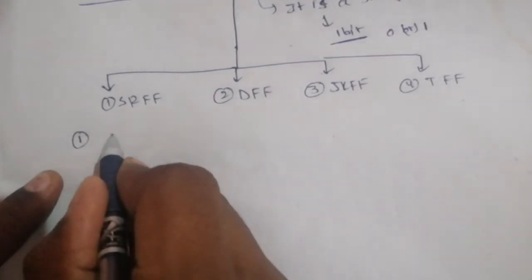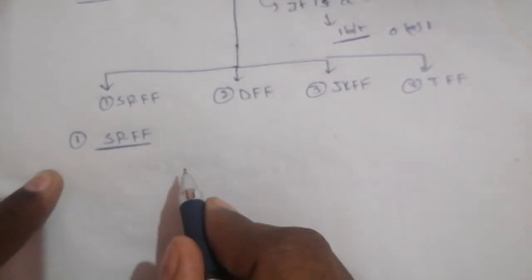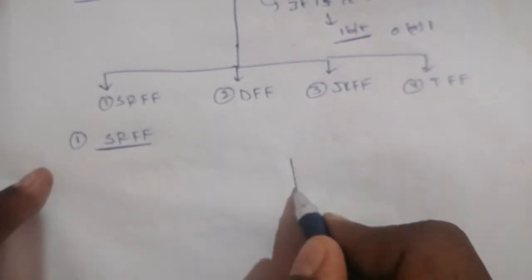We have already seen the basic operation of flip flops in the last video. Based on that, first we will discuss the SR flip flop. Its circuit diagram I am drawing here.